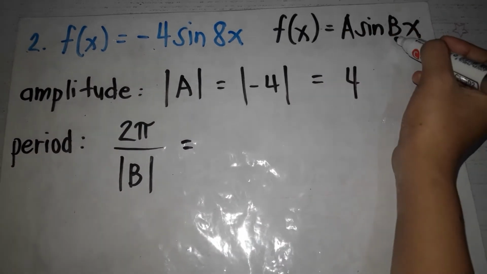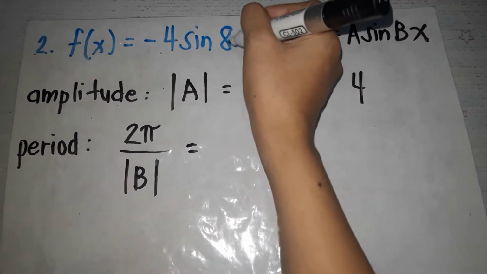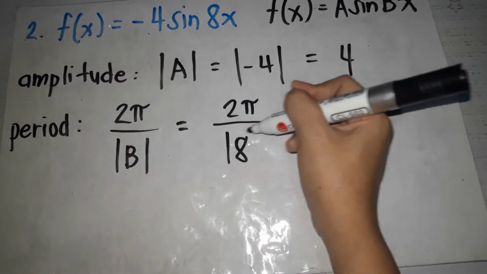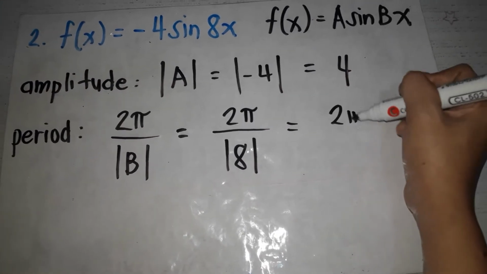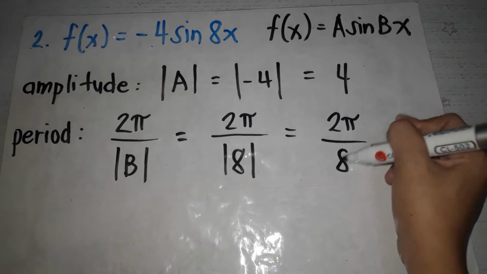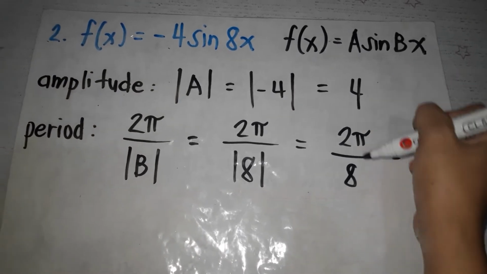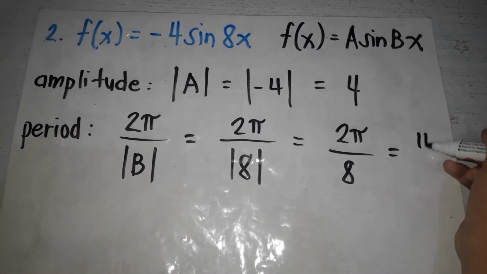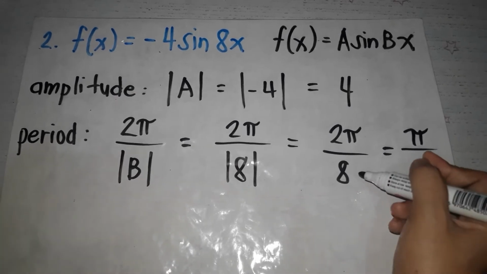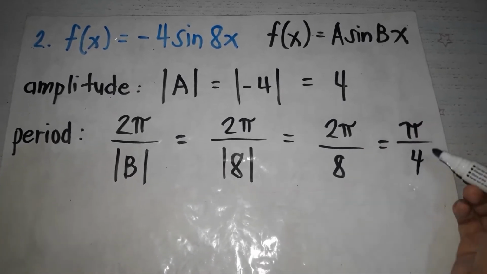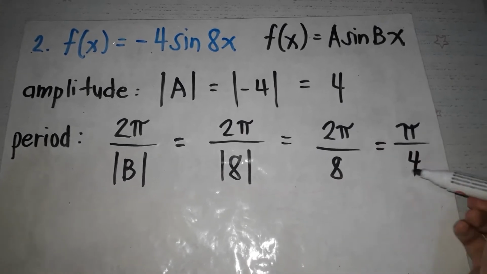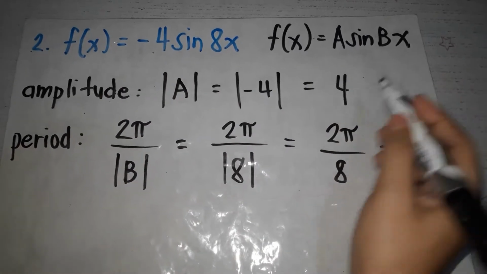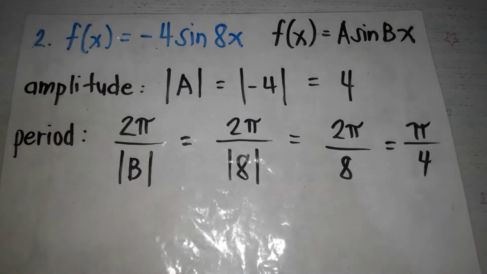Based on the form, b is the coefficient of x, the angle x. So we have 2 pi over absolute value of 8, which is 2 pi over 8. Simplify, 2 and 8 are divisible by 2. 2 divided by 2 is 1, no need to write 1. Pi over 8 divided by 2 is 4. Again, 2 pi over 8 in simplest form is pi over 4. So we have the amplitude or the height, which is 4, and the period is pi over 4.